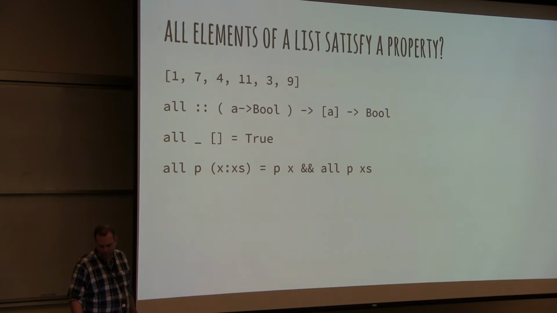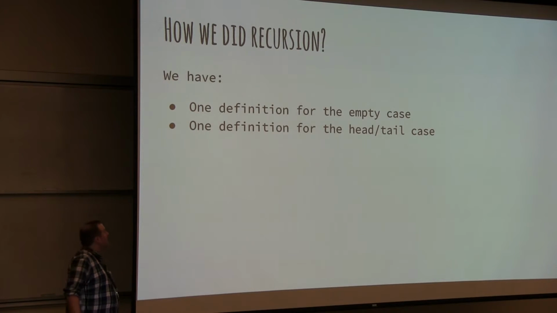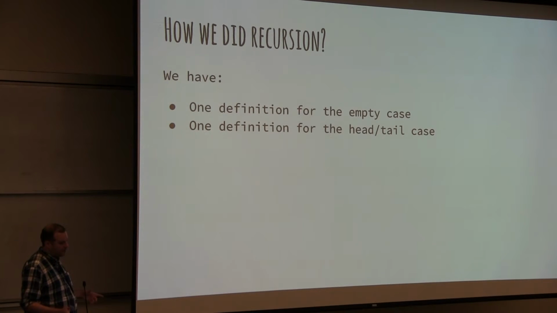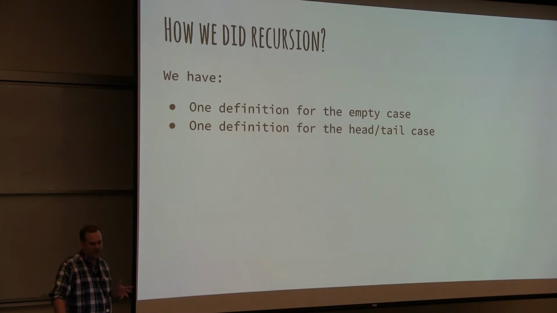Okay. Complicated so far? We are kind of just playing around with recursion and pattern matching. So, how did we do recursion? The important thing is how we did recursion here. For our function, we have one definition for the empty case and one definition for the head and tail case.